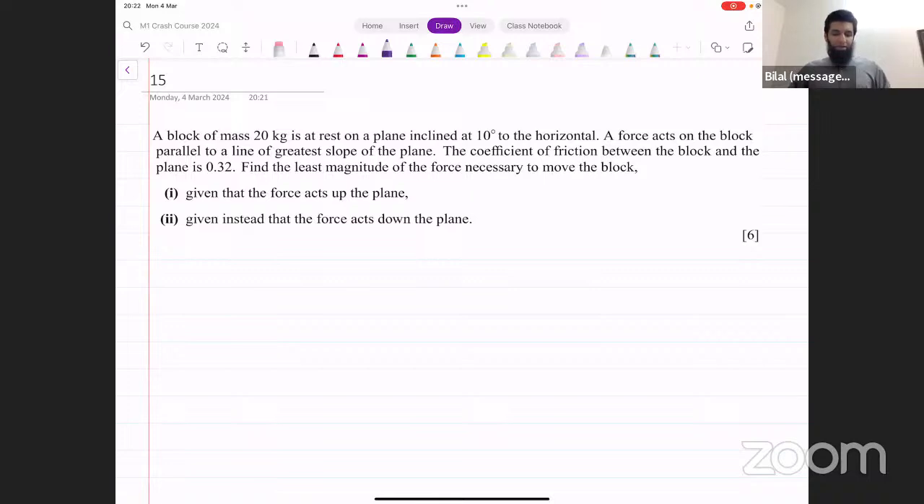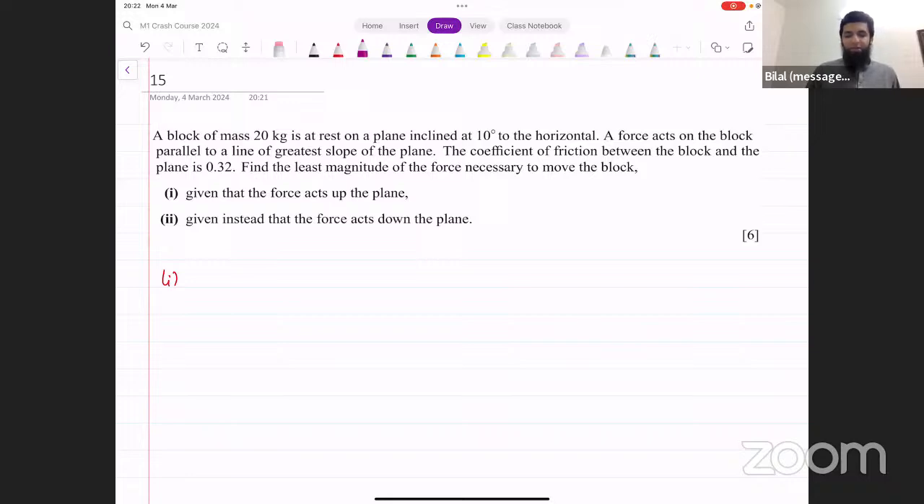Okay, so we have a block of mass 20 kg that is at rest on a plane inclined at 10 degrees to the horizontal. A force acts on the block parallel to a line of greatest slope of the plane. The coefficient of friction between the block and the plane is 0.32. Find the least magnitude of the force necessary to move the block.